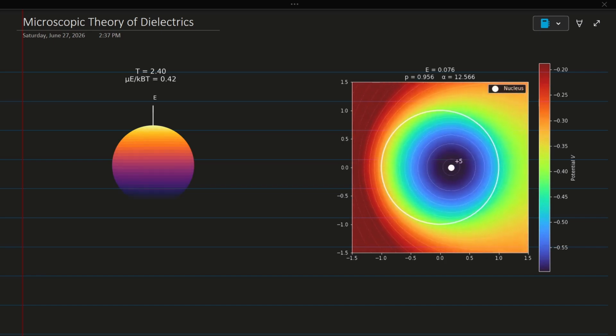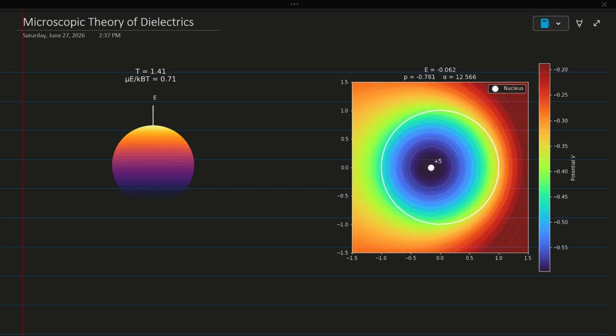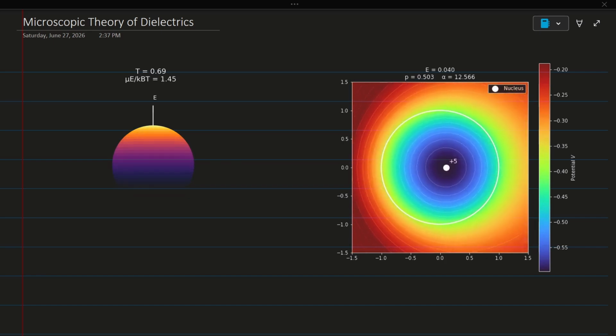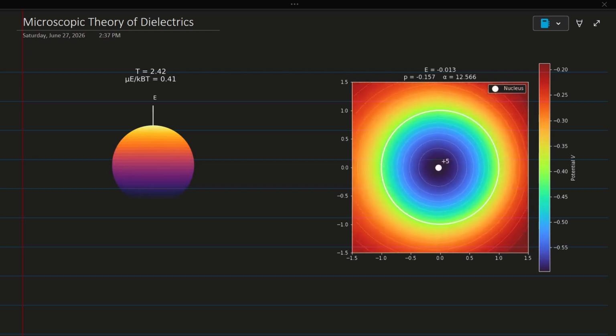Here are two simulations that we'll be discussing throughout this entire video for us to understand better about polarization. And so in this video, we'll be discussing the microscopic theory of dielectrics.